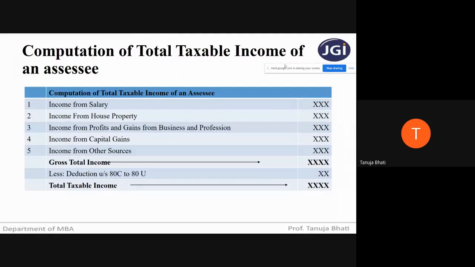So we know that in order to compute the taxable income of an assessee on which tax is to be liable, we have to take the total of all the 5 heads of income. And from the 5 heads of income, when we add it up, we get the gross total income. Then we have to deduct the deductions under section 80C to 80U to get the total taxable income.